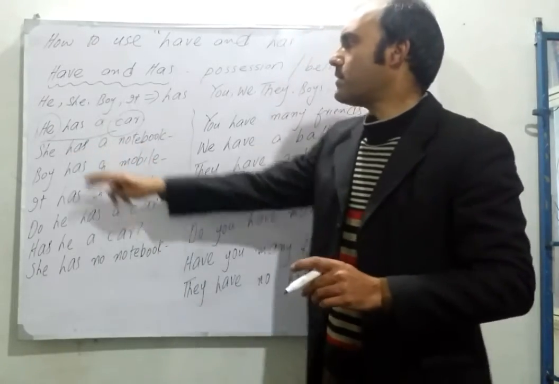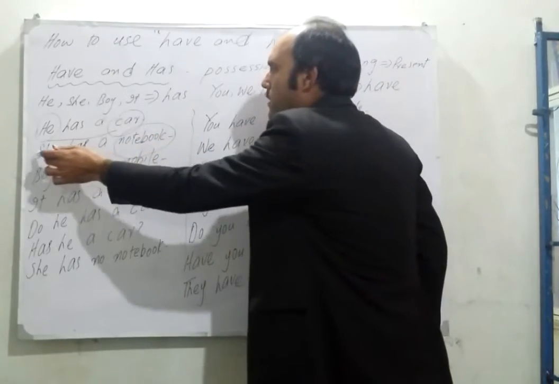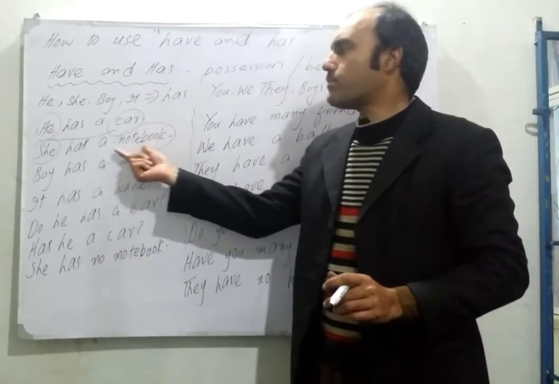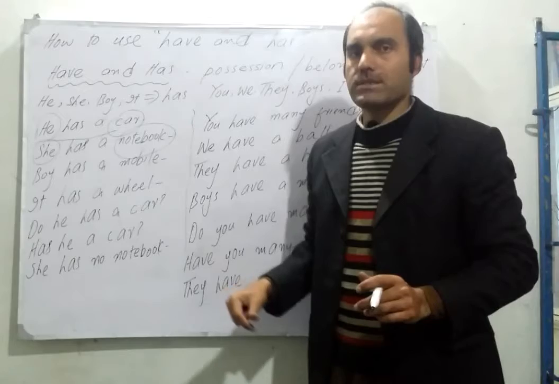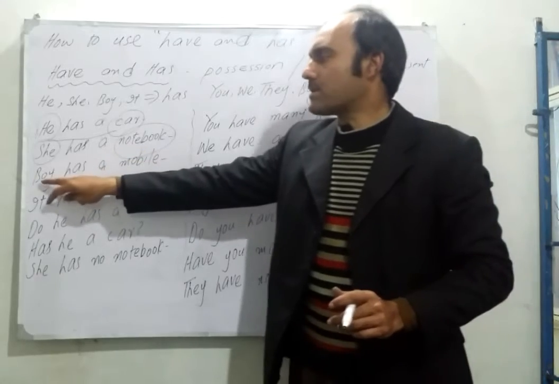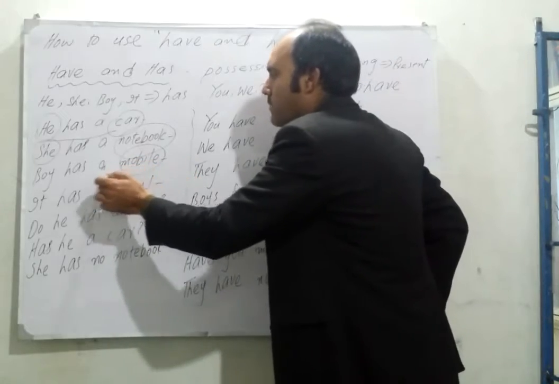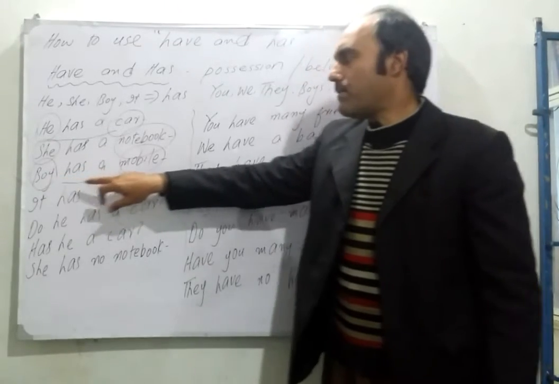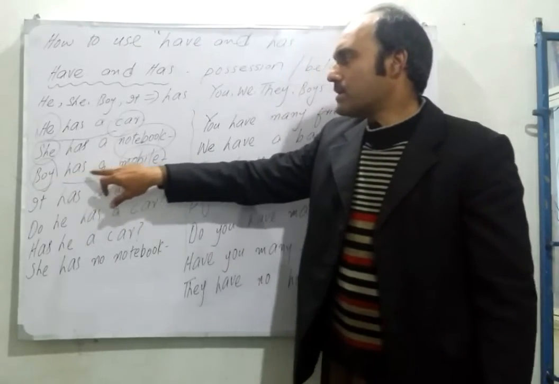Now come to the second example. She has a notebook. This notebook belongs to she. This notebook is in the position of she. She is the owner of this notebook in this present time. So that is why we can say she has a notebook. Now come to the third example. Boy has a mobile. This mobile belongs to this boy. This boy is the owner of this mobile in present time. So we can say boy has a mobile.